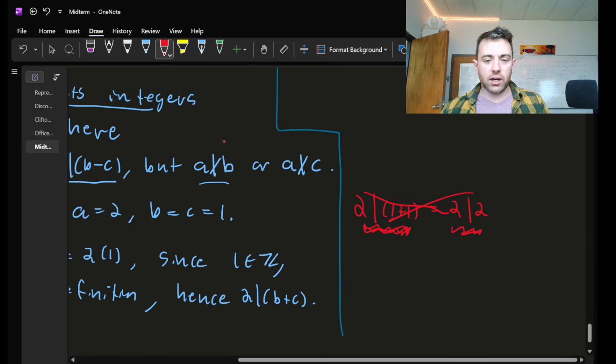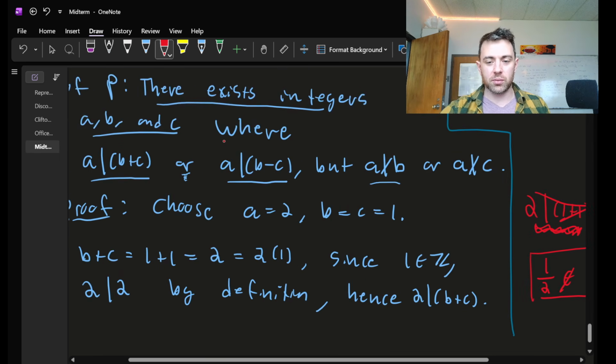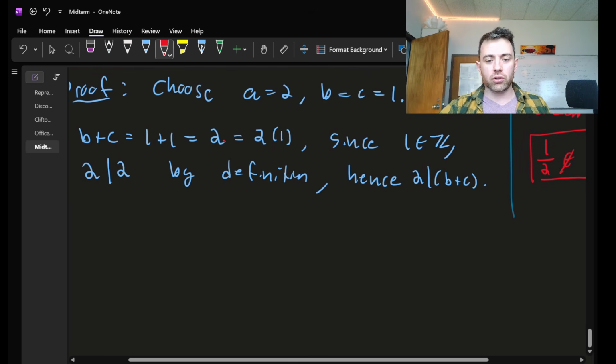What else is a bad thing to do? Saying, 1 over 2 is not an integer. This is false. Well, sorry, it's not false. It's true. It's true, but that has nothing to do with the vertical symbol of division. This is a logical statement, right? This is a logical statement.